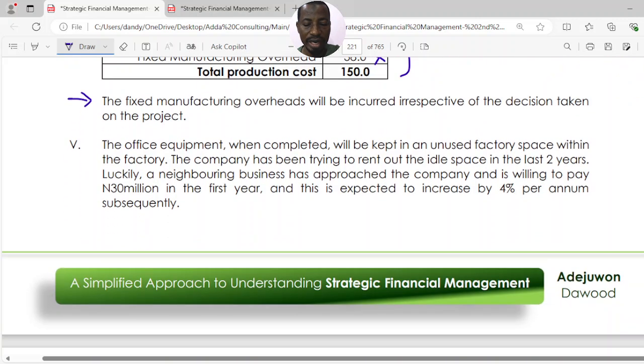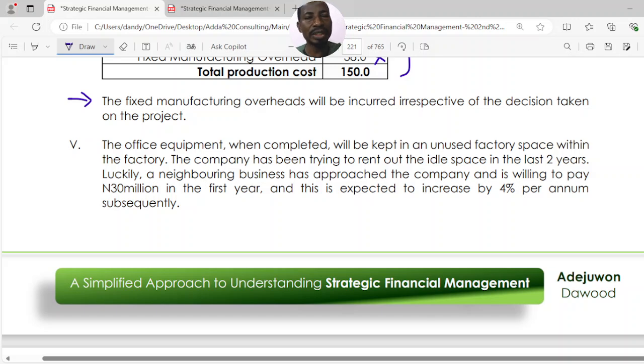Okay, the office equipment, when completed, will be kept in an unused factory space within the factory. The company has been trying to rent out this idle space in the last 2 years. Luckily, a neighboring business has approached the company and is willing to pay 30 million naira in the first year, and this is expected to increase by 4% per annum subsequently. This is what is called opportunity cost. We are told that the office equipment, when completed, will be kept in an unused factory space.